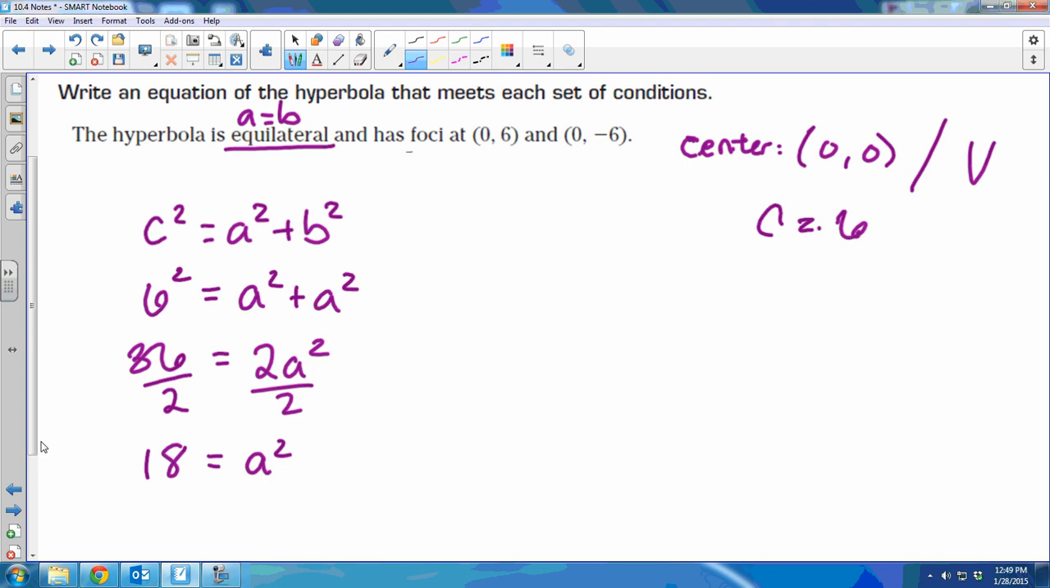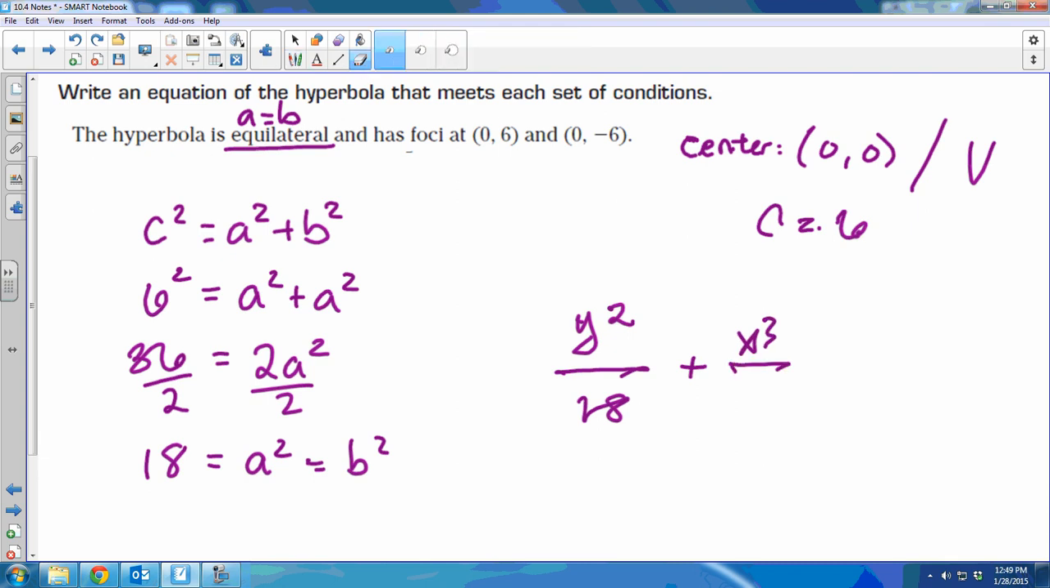So this is going to go under both y and x because A squared and B squared are both the same thing. We said it was vertical earlier. We said the center was 0, 0. So you have y squared over 18. I'm sorry, my pen's being weird again. Minus x squared over 18 equals 1.